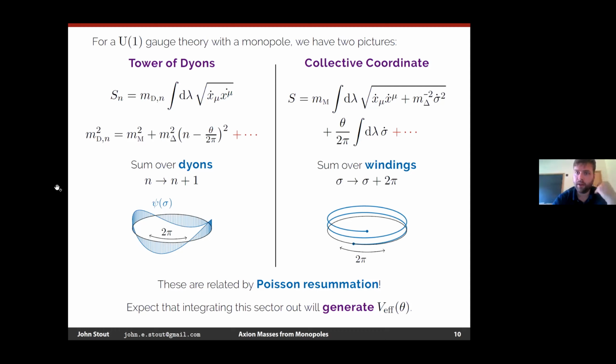I have these 2 different pictures, and I can think of them as either requiring that I sum over dyons, because I have this tower of dyons, or because this coordinate is periodic, I have to sum over windings. And these 2 pictures are related via Poisson resummation, which is just a way of encoding the fact that I can either describe the system in terms of Fourier modes or in terms of winding. And our expectation is that if we integrate out the system, we'll generate an effective potential for the theta angle, because the mass depends on theta, or because this world line action depends on theta.